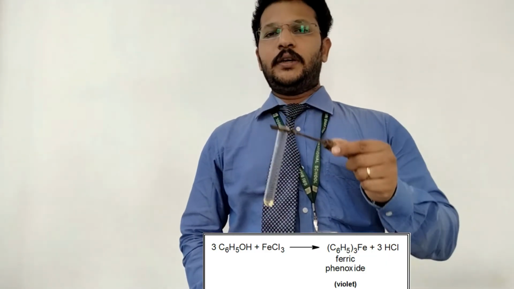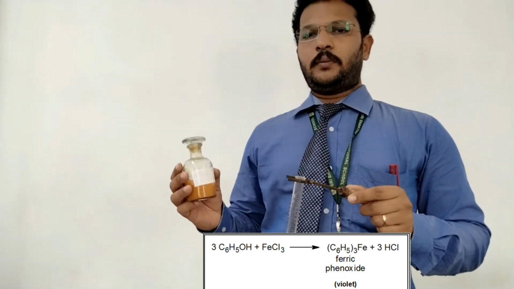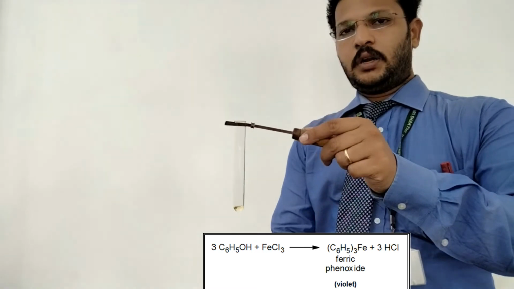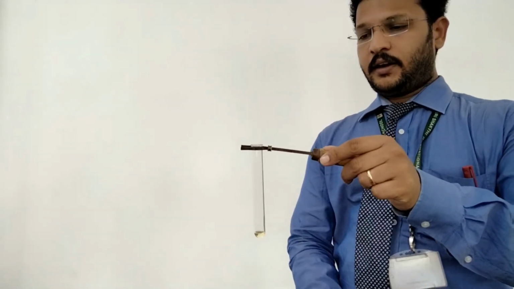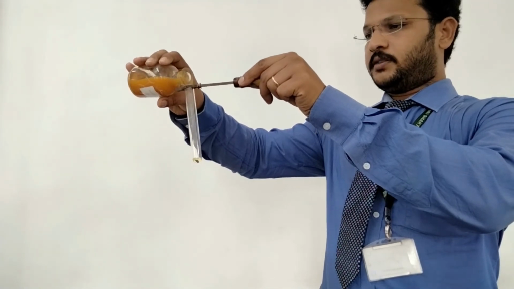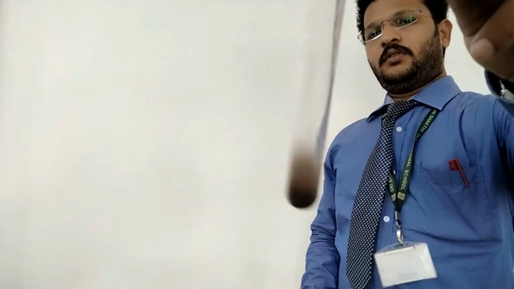Now we are going to check the chemical test for phenol. I am taking neutral ferric chloride, and when the neutral ferric chloride is added to this phenol, the phenol changes color into violet. So violet coloration appears when we are taking neutral ferric chloride.